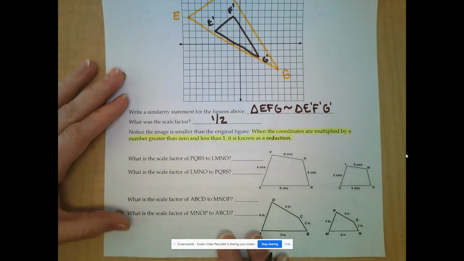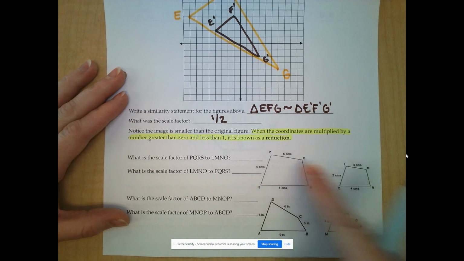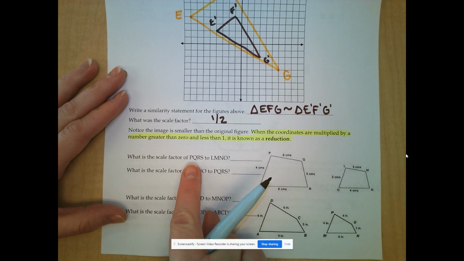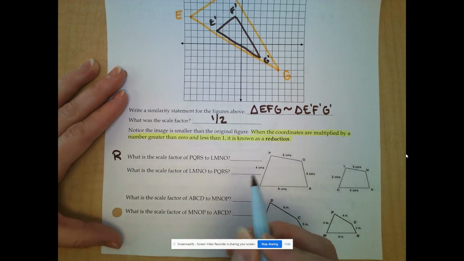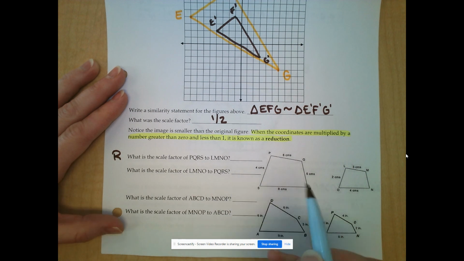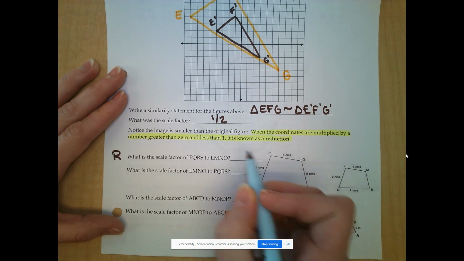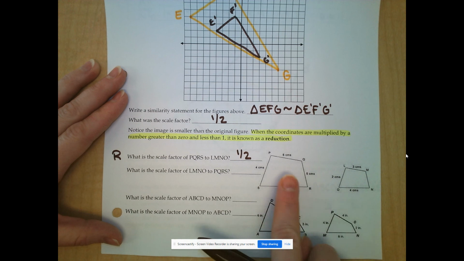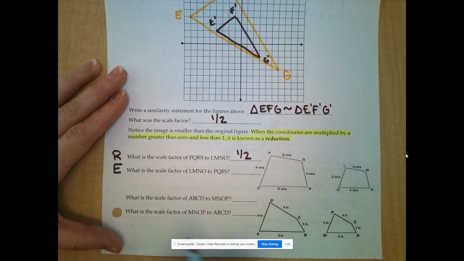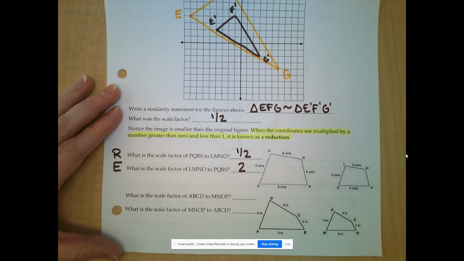We can also look at some that are already done. So like this one starts large and gets small. So what is the scale factor from PQRS to LMNO? So I'm going from the large one to the small one. So we know that it's a reduction, which means it's got to be one of those 0 to 1 numbers, like a fraction. 6 goes down to 3, 8 goes down to a 4, 4 goes down to a 2. So the scale factor is 1/2. But if I go in the other direction, LMNO up to the larger one, that one would be an enlargement. And I'd have to think 3 times what will give me 6, 4 times what will give me 8. And in that direction, the enlargement would have a scale factor of 2.